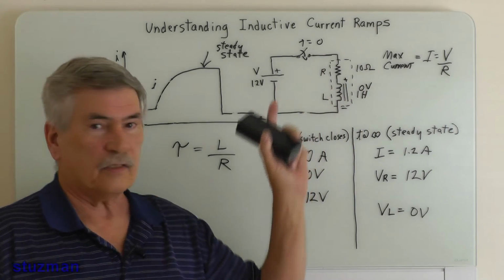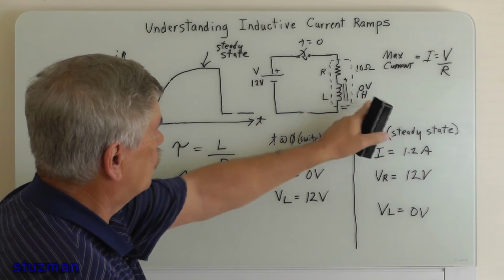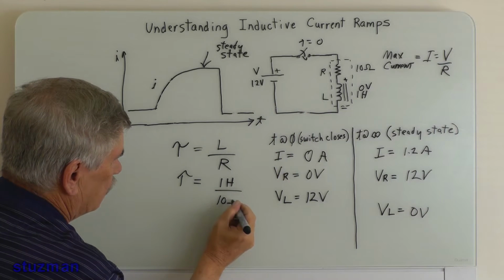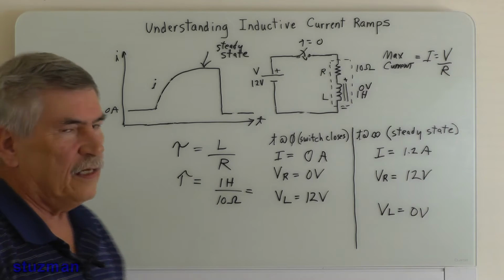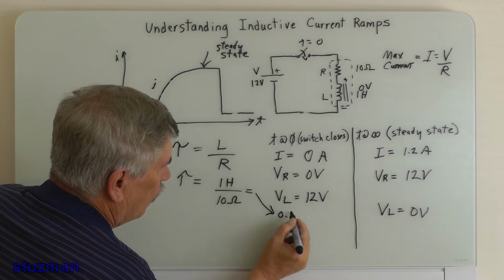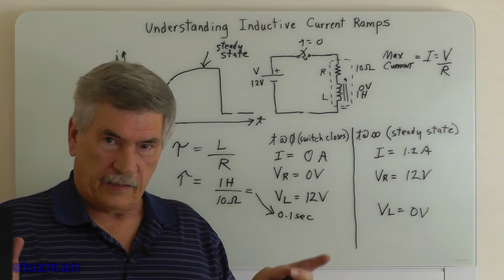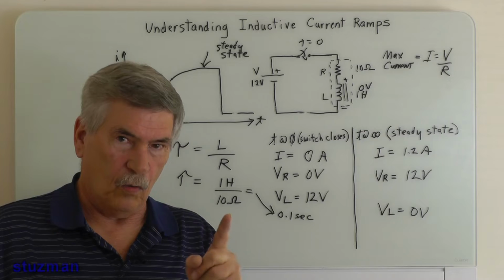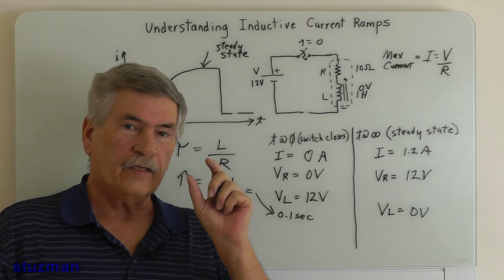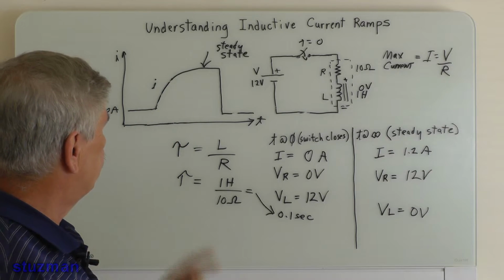All right, so let's look at our example here. We have our inductance is 1 henry. Our resistance is 10 ohms. We divide 1 by 10, we get 0.1 seconds, okay? 0.1 seconds, all right? Now, as I mentioned, it takes 0.1 seconds with this coil and this resistor for it to reach 63.2% of its current, all right?